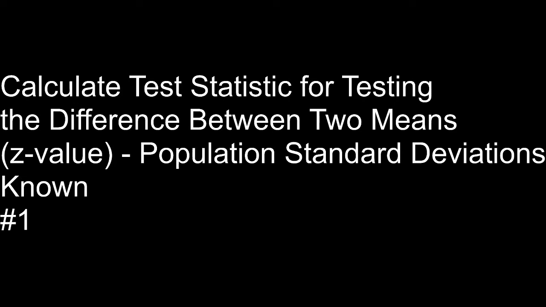This video is on the objective: calculate the test statistic for testing the difference between two means. This is a z-score, a z-value, because the population standard deviations, sigma 1 and sigma 2, are known. The standard deviations for these two independent populations are known, so you're eventually going to be dealing with a normal distribution instead of a student's t-distribution with so many degrees of freedom.